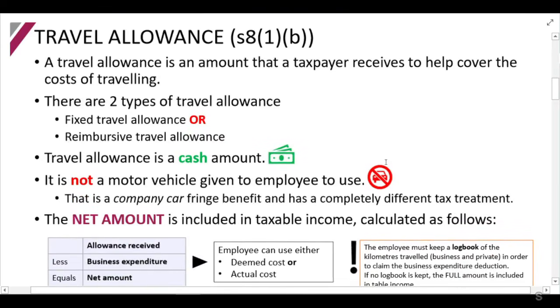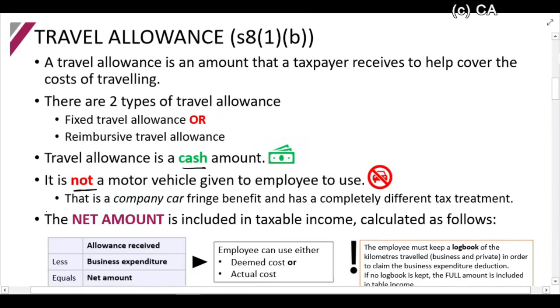So what is a travel allowance? First, remember that an allowance is an amount that you receive in cash. It is not an asset that is given to you like a motor vehicle. If your employer gives you a motor vehicle to use, so they own the vehicle and they say, here's a car for you to use, that is a company car, and that is a company car fringe benefit. The tax implications of that is completely different from a travel allowance.